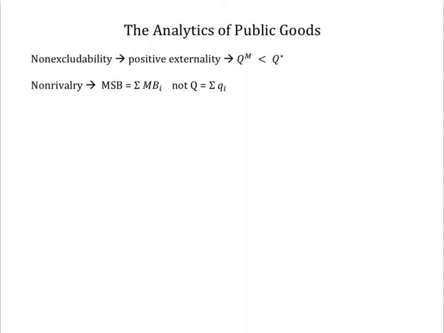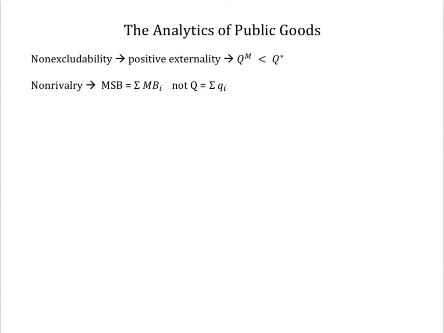There are two key analytical features worth focusing on in considering public goods. First, the non-excludability characteristic of public goods results in a free rider positive externality market failure. The market provision of public goods is inefficient in the sense that too little is provided. That is, the amount the market provides, Q super M, is less than the social optimum, Q star.